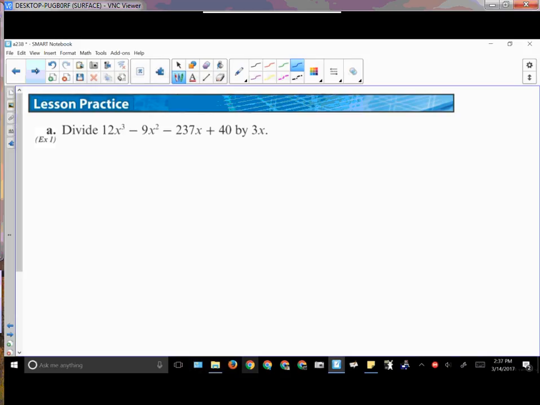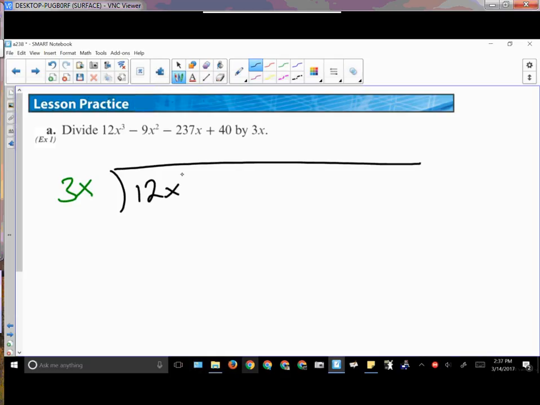All right, here I go. 3x is going to go out on the front. Set up the division. 12x cubed minus 9x squared right there, minus 237x plus 40.